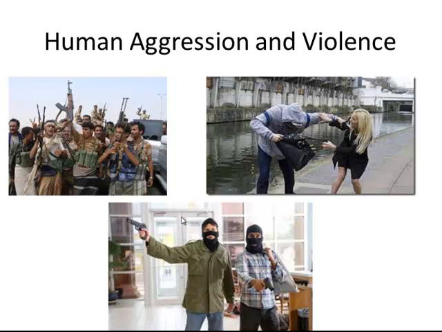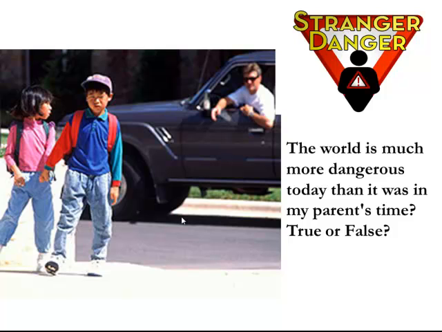So let's talk about human aggression and violence. Oh boy, we see this all over the news. We talk about it all the time. We're sure we live in this horrible, violent society because we see it all the time. And this is certainly going to be a part of people's motivations. So, let's think about this question. The world is much more dangerous than it was in my parents' times. Think about the answer to that right now. It's more dangerous today than it was when your parents were your age.